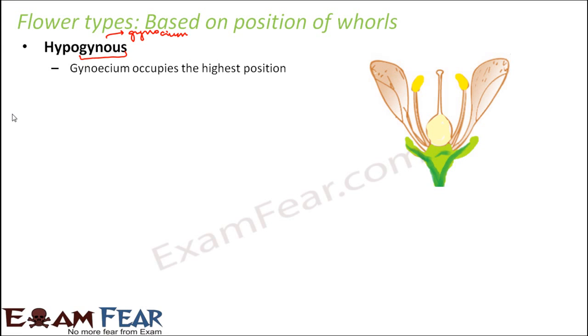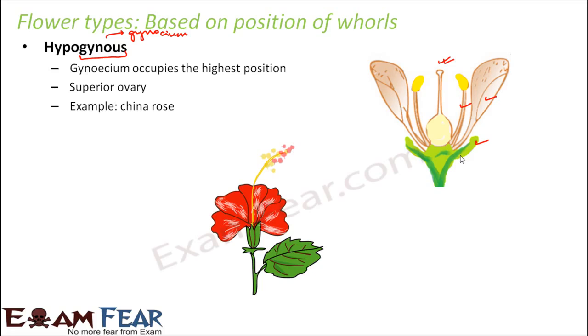So right now I am talking about position in the sense of highest level. So this will look somewhat like this. This part is the gynoecium, right? So if you see here, the sepals or the calyx is below. If you talk about the petals, they also originate from here, so they are also below. These are the androecium and this is the gynoecium. So the gynoecium occupies the highest position. So this kind of flower is said to have a superior ovary. Superior means something which is above. So ovary is superior with respect to all other whorls. So an example of a hypogynous flower would be China rose. In China rose, you can actually see the ovary if you look inside. So this is known as hypogynous.